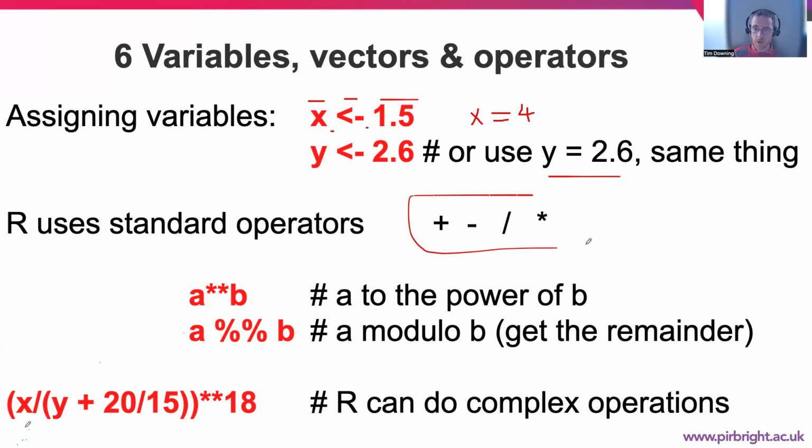The standard operators we're used to also work in a similar way. The nuances are that a star b, asterisk b, means a to the power of b, and a percent b is a modulus b, a mod b. So that means getting the remainder. And that means that when you're writing code in R, you can do complex queries like the one shown below, and R will be able to work that out for you. So R works very well as a simple calculator.